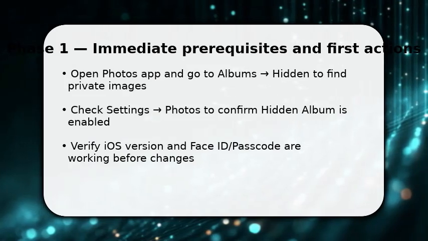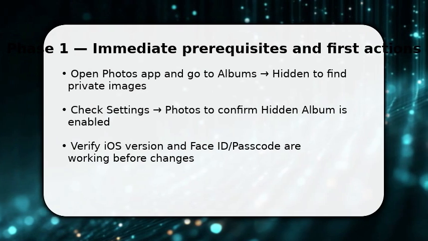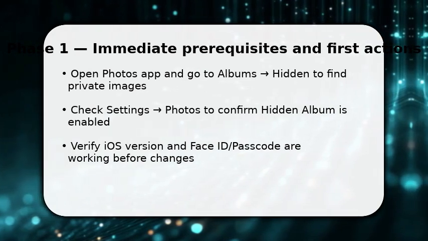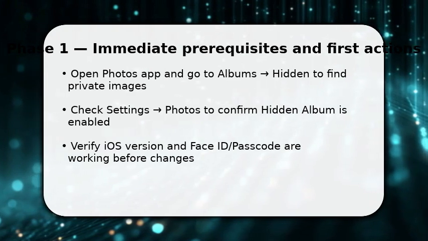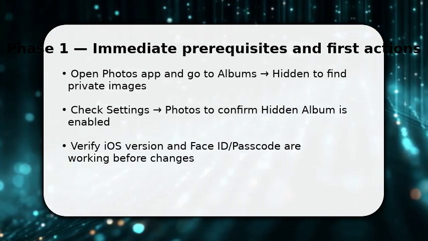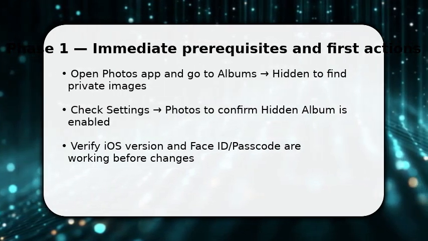You start by finding the photos that appear private. Open Photos, tap Albums, then Hidden. Once done, make sure Hidden Album is enabled in Settings, Photos so you can manage items. You also need your Face ID or passcode to unlock the feature. If authentication fails, address that first.